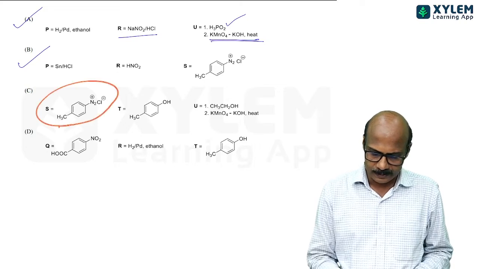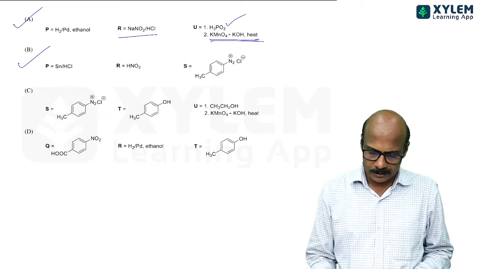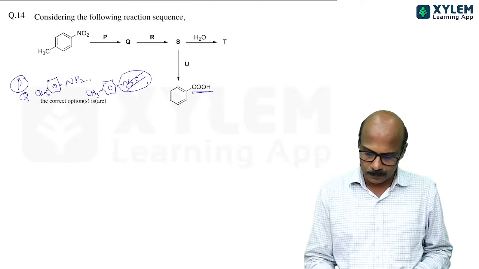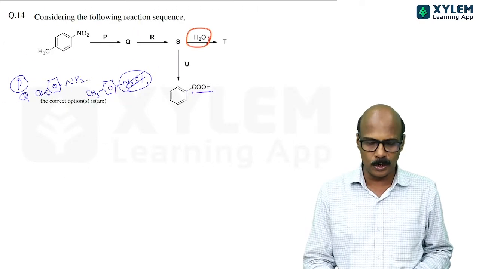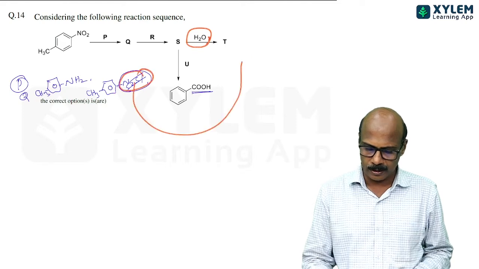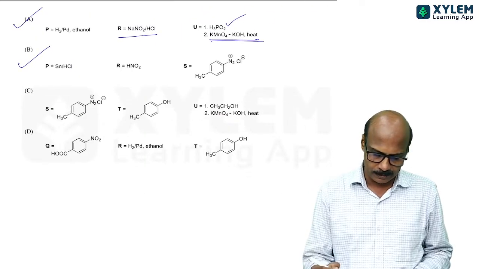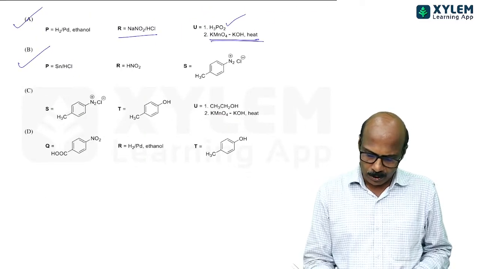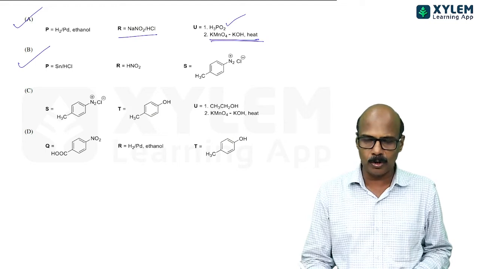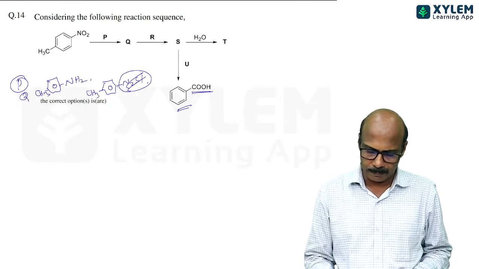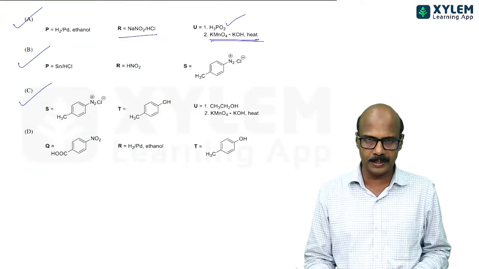Then S is this that we have already seen. Then T can be this. What is T? T is obtained by hydrolysis. No doubt, when the N2Cl group is hydrolyzed, you will get what? You will get OH group. So clearly that part is also correct. Now, what about U? U can be alcohol treated with KMnO4 solution. As a result, you will get benzoic acid. We have already seen that.